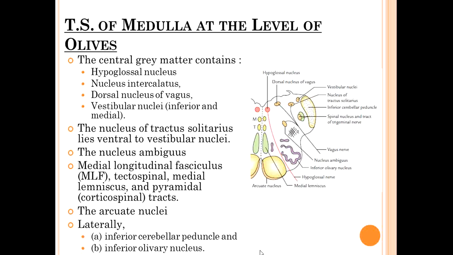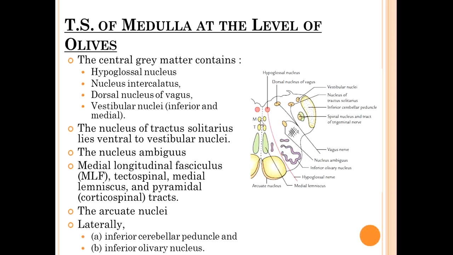Okay, so olive, that means here you can see inferior olivary nucleus. This is reticular formation. Here you can see three nuclei of vagus, that means dorsal nucleus of vagus, nucleus tractus solitarius, and nucleus ambiguus. Okay, this is spinal nucleus and tract of trigeminal nerve. This is vestibular nucleus, and this is 12th nerve nucleus, that is hypoglossal nucleus.